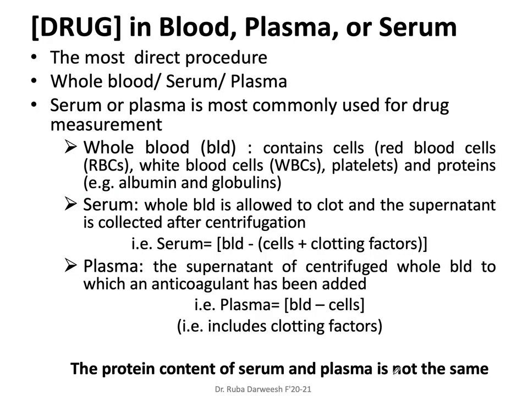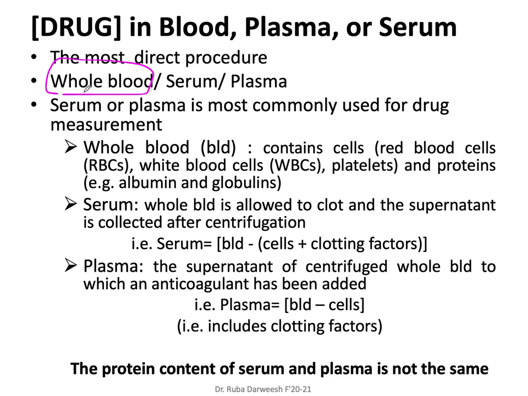Let's start with measuring the concentration of the drug in blood, plasma, or serum. It's the most direct procedure, and as I said, it's one of the most common, and it's usually choice number one in sampling for kinetic analysis or for kinetic studies. We either have whole blood, serum, or plasma. When we are talking about whole blood, from the name, it's just the sample that we have at the beginning, which includes everything. Okay, everything, RBCs, white BCs, the clotting factors, proteins, everything that is involved there.